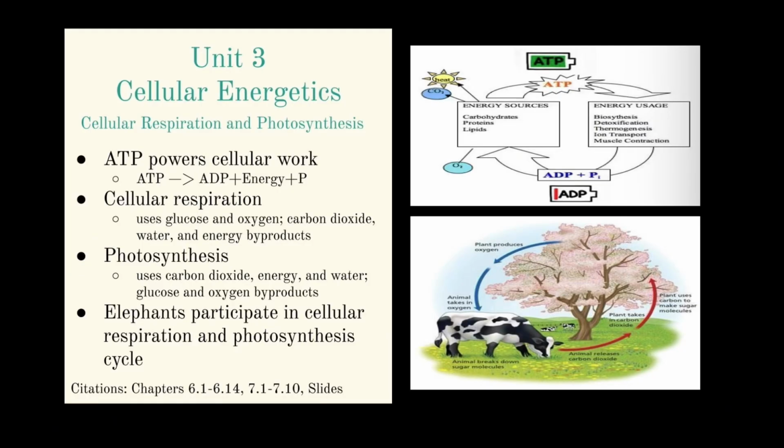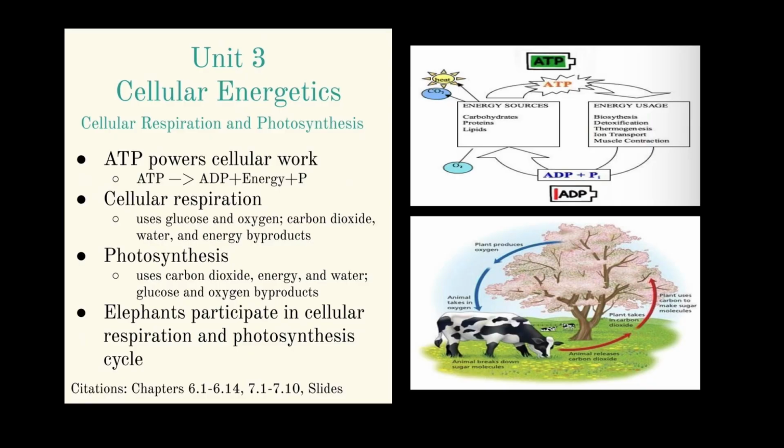Cellular energetics, cellular respiration and photosynthesis. ATP powers cellular work through the equation ADP plus energy plus P equals ATP. Energy is created through the breaking of bonds by hydrolysis, which is when water is added to split molecules apart. This splitting is what produces energy. ATP powers thousands of bodily functions, including cell division, the synthesizing of DNA, movement, and moving molecules against the concentration gradient across the cell membrane.